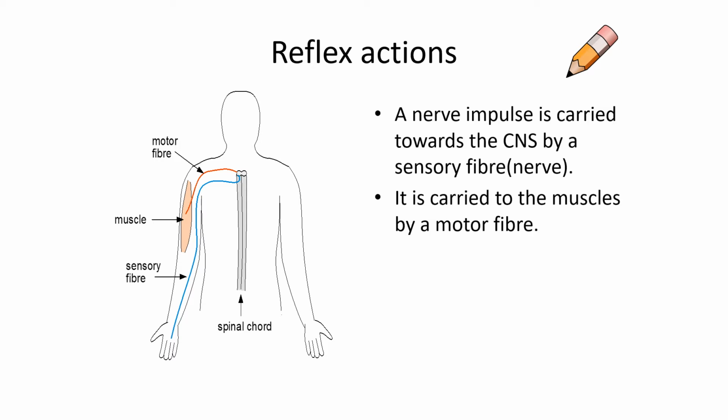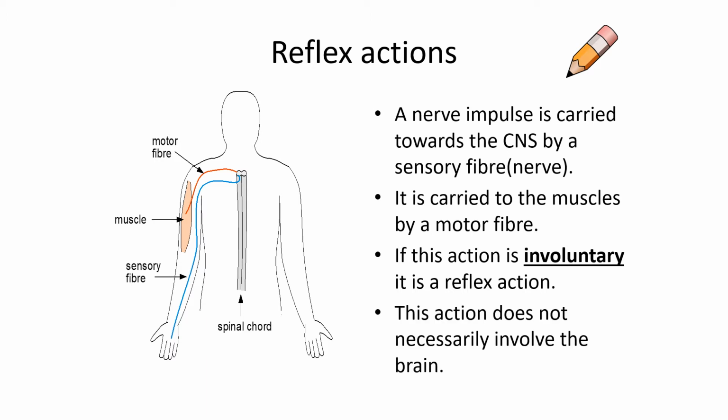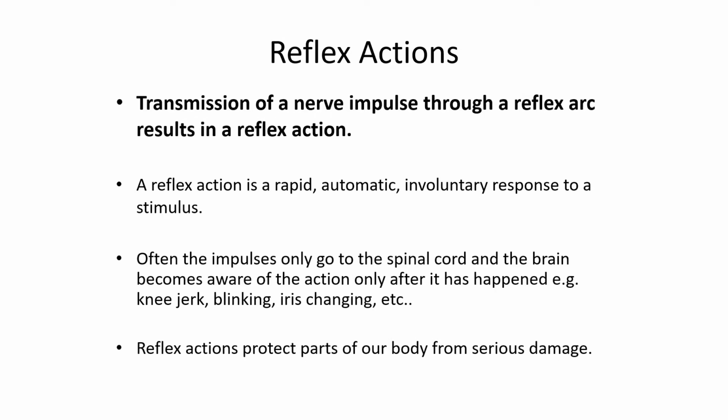So this works when a nerve impulse is carried towards the CNS by a sensory nerve fiber. It is carried to the muscle by a motor fiber, and if this action is involuntary, it is a reflex action. So this action does not necessarily involve the brain. Transmission of the nerve impulse through a reflex arc results in a reflex action. A reflex action is a rapid, automatic, involuntary response to a stimulus. Often the impulses only go to the spinal cord and the brain becomes aware of the action only after it has happened. So for example, a knee-jerk reaction or blinking or your iris changing size.